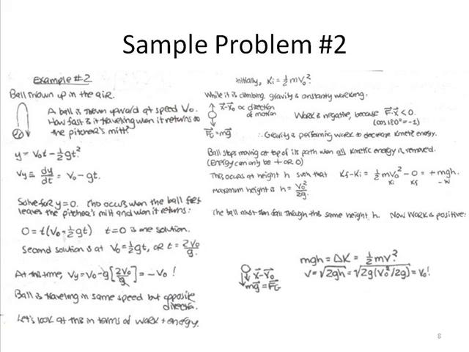This is the time at which the ball returns back to the pitcher's mitt after its initial release. If we substitute this into the second expression, the expression for v_y, we get the result v_y equals minus v0. The minus sign means it's traveling in the other direction. When it was first released, it was traveling up. Now it's traveling down, but it's traveling at the same speed.